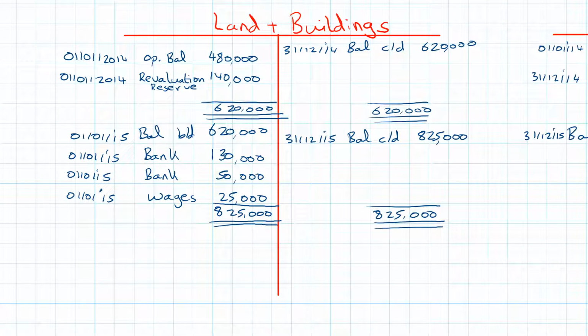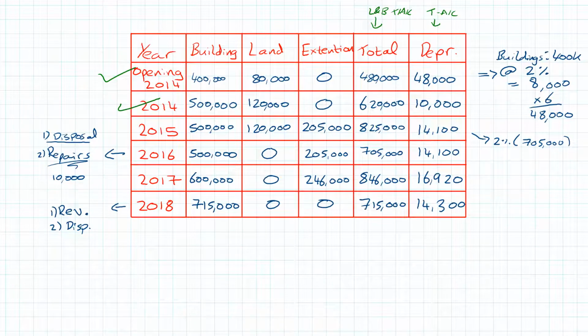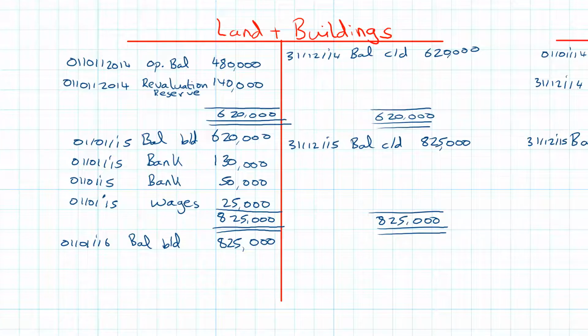So sorry, we're calling down our balance. Then we're going to be going into the very beginning of 16. We're going to bring down our balance, 825,000. Okay, so are we done with 2015? Yes, we are. Now, this note is reminding me that I have to look at my disposal account and my repairs account. So I might just do my repairs account first, just to get it over with, to get my few points.